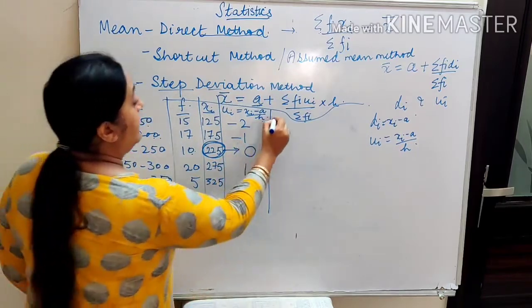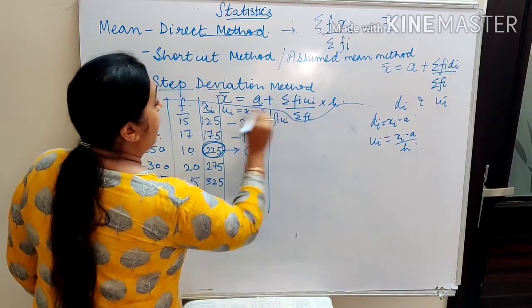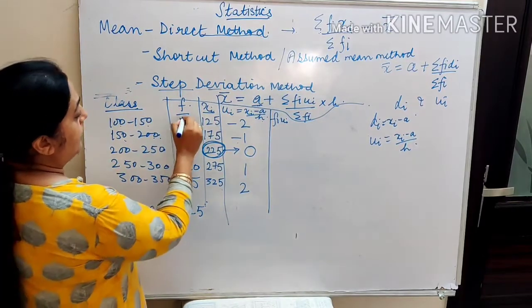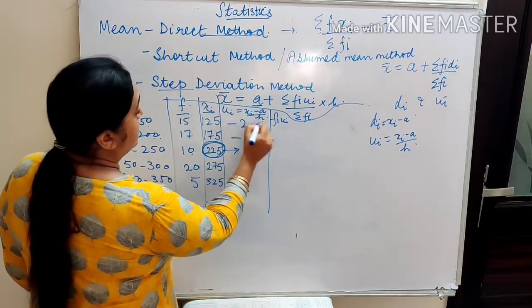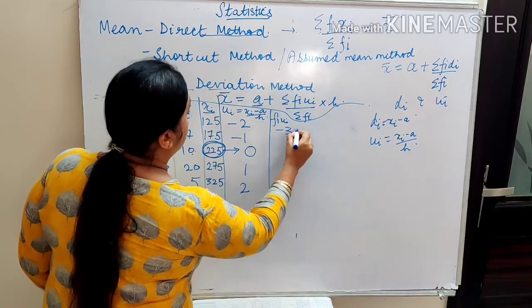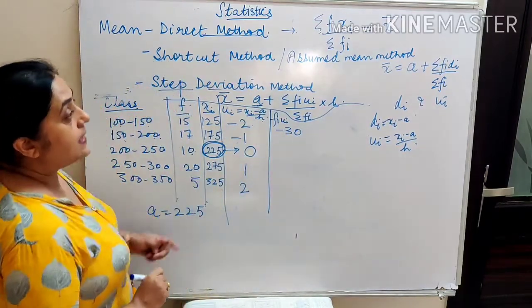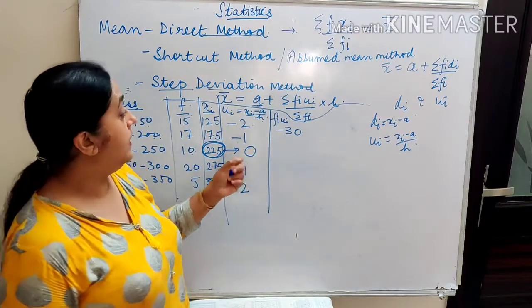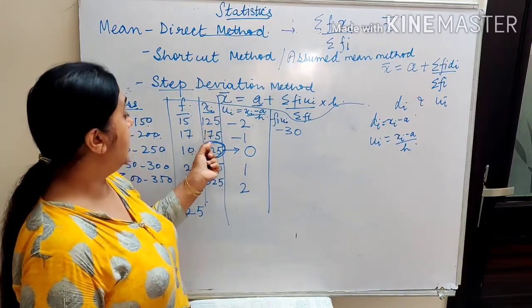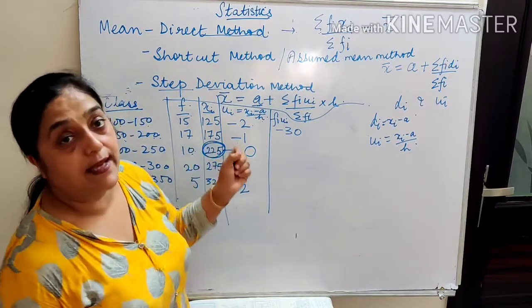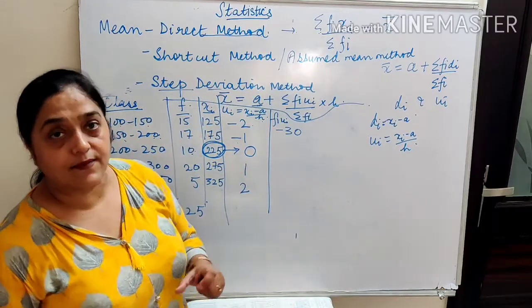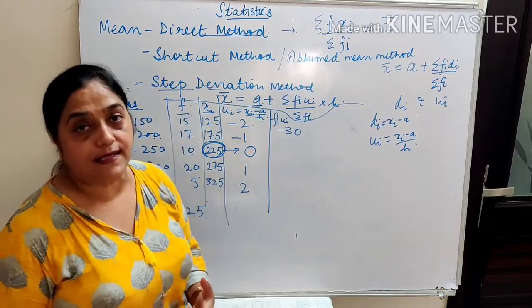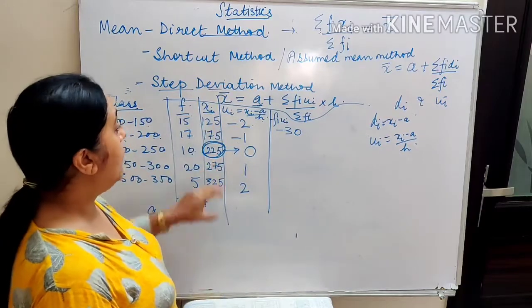Now what is to be done? You have to find fi ui. Fi ui means you multiply 15 with minus 2, which comes out to be minus 30. See, in this method, whether it is the shortcut method or the step deviation method, you get rid of xi, because this xi, the class mark, increases your calculations. So you get rid of the xi's.